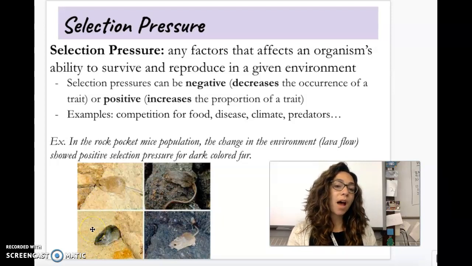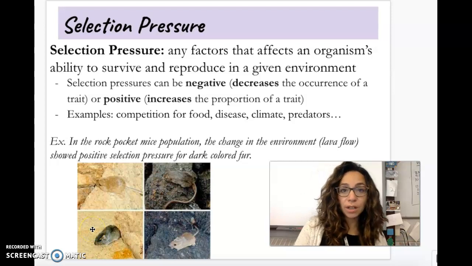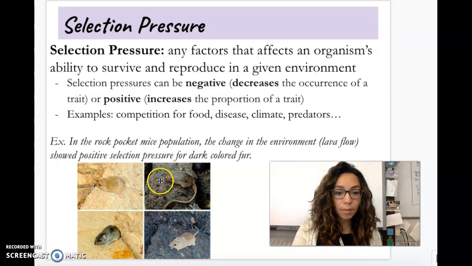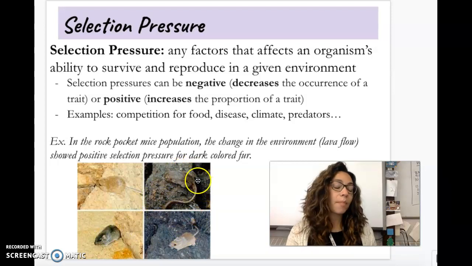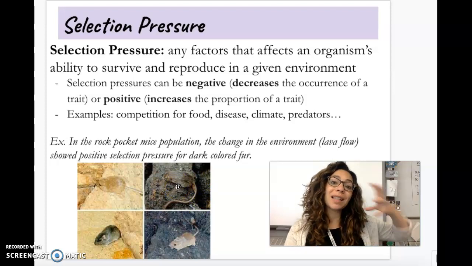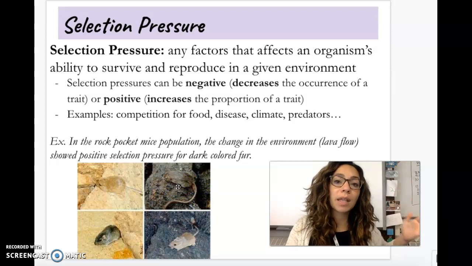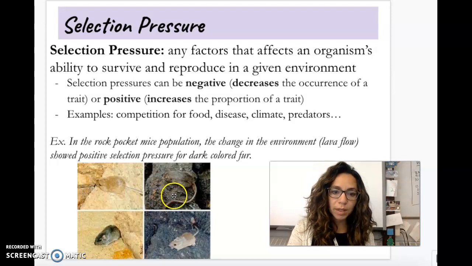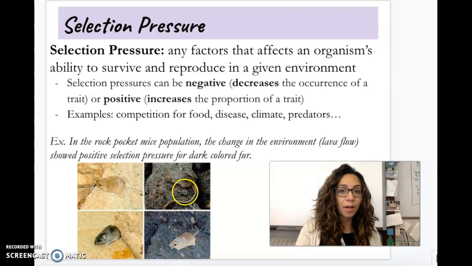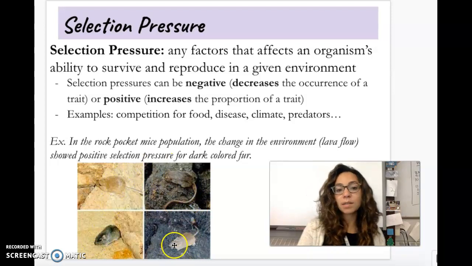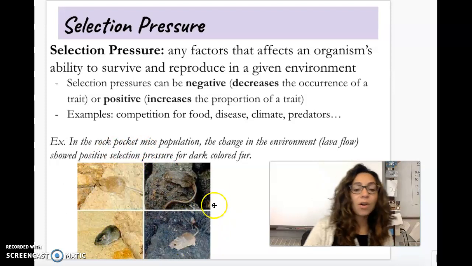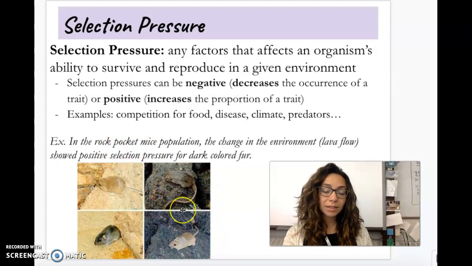But when this lava flow occurred, it changed the environment. Now we have a dark environment, so the darker mice are better able to survive, better able to hide from predators, so they're going to live longer, reproduce more frequently, and pass on their genes more frequently than the tan mice in this particular environment. So depending on where these mice live, the populations are either more tan or more black, which is kind of cool.